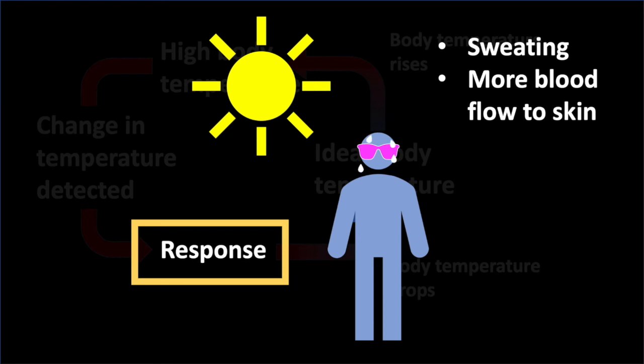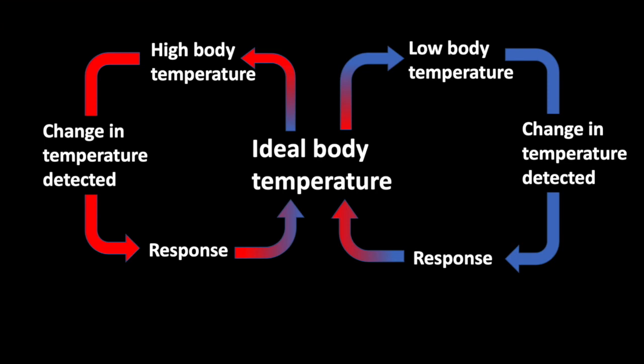These two feedback loops can be combined into one diagram. This is an example of a negative feedback loop because your body responds to a change in conditions to try to restore the ideal optimal conditions.